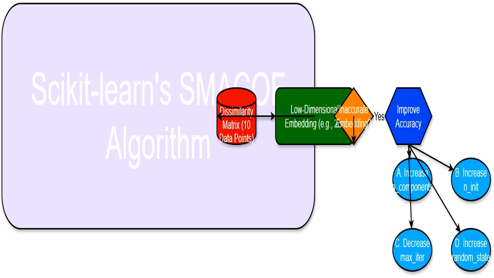I'm using scikit-learn's smacof, scaling by majorizing a compromise algorithm. It's a fancy way to squish high-dimensional data into fewer dimensions, like going from a 3D model to a flat 2D picture. The goal is to keep the important relationships between the data points intact.